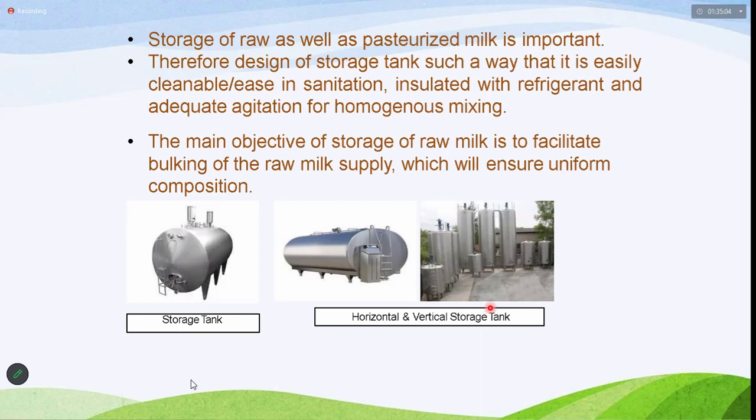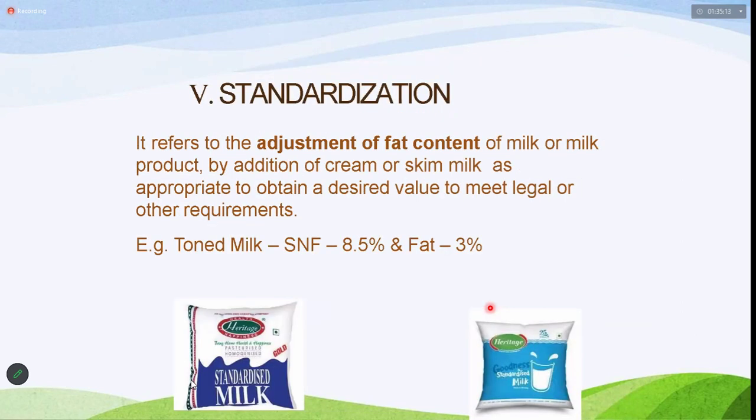So you can see different types of storage tanks here, the horizontal and vertical storage tanks. They are all made of stainless steel.